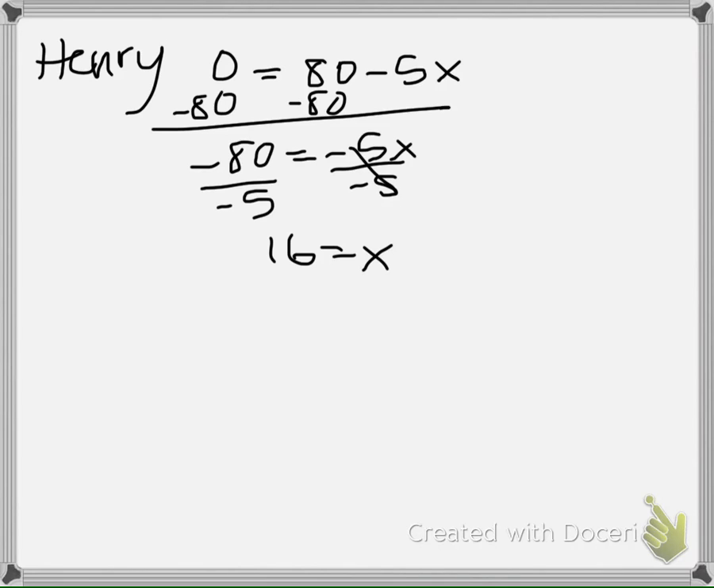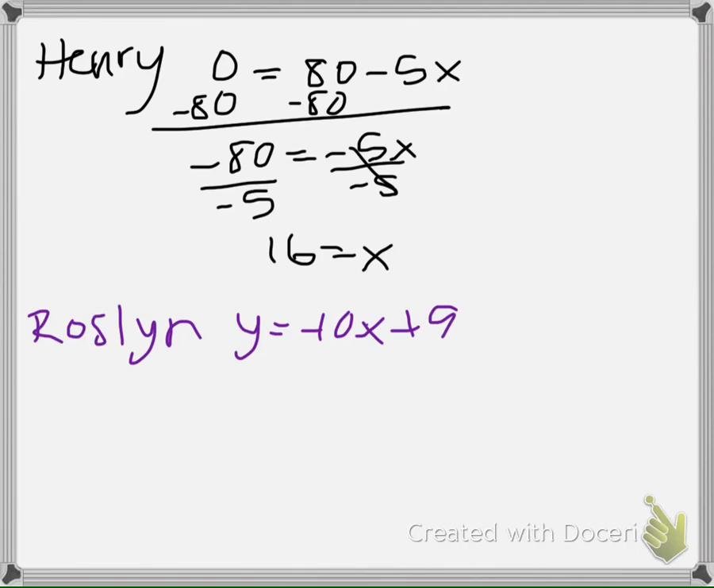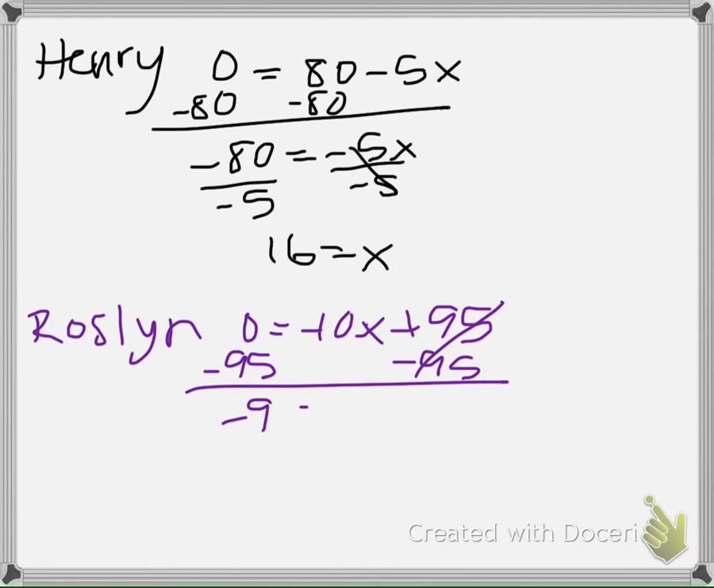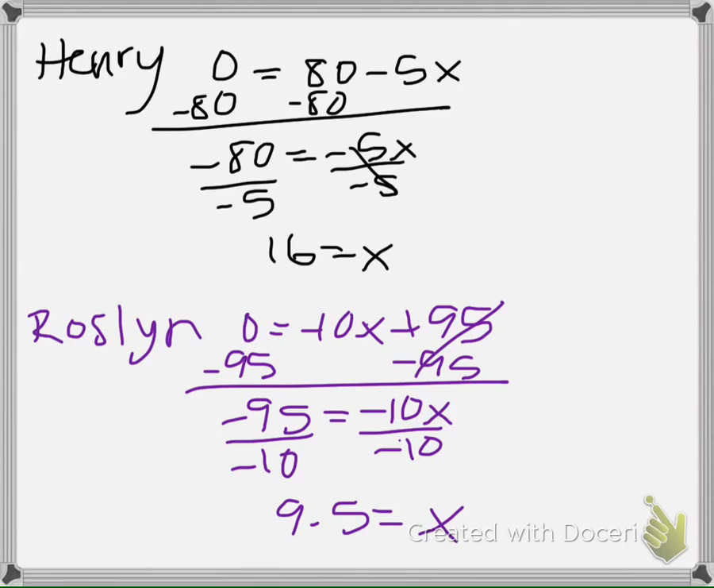Okay, and then last we have Rosalind, who is y equals negative 10x plus 95. So substitute 0 in for y. Solve for x. You guys should be able to do these pretty quickly these days. Negative 95 equals negative 10x, divided by negative 10. That gives me 9.5 equals x. Okay, so let's see what this means.